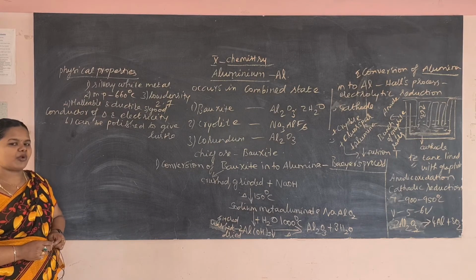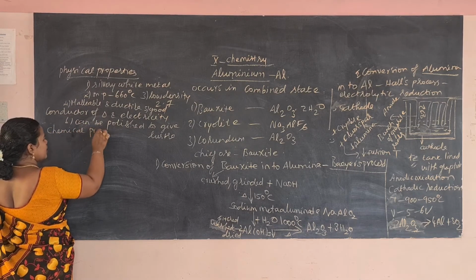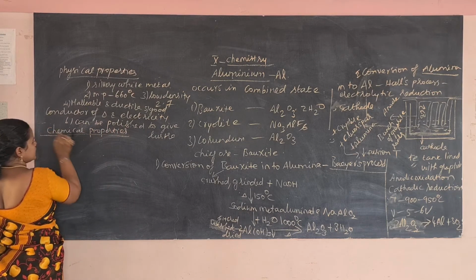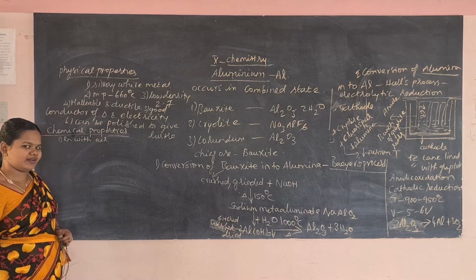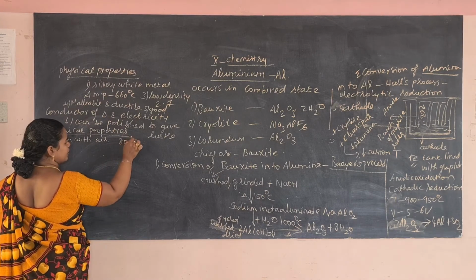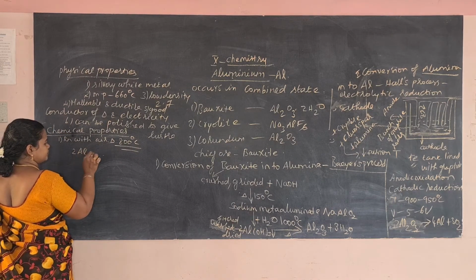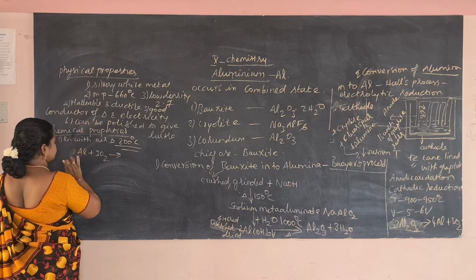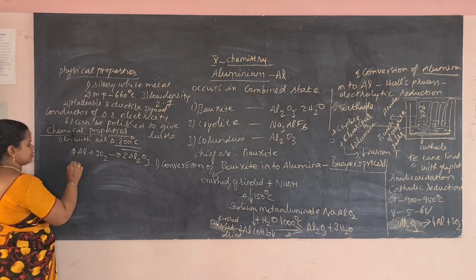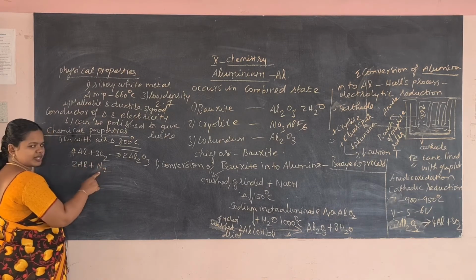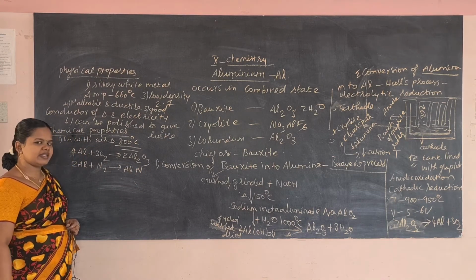Now we will see the chemical properties of aluminium. So in chemical property we will see reaction with air. See, this aluminium is not affected by dry air, but when it is heated at 800 degrees C, it forms oxides and nitrides. With oxygen it forms Al2O3, and with nitrogen it forms aluminium nitride. So this Al2O3 is alumina or aluminium oxide, and this AlN is aluminium nitride.